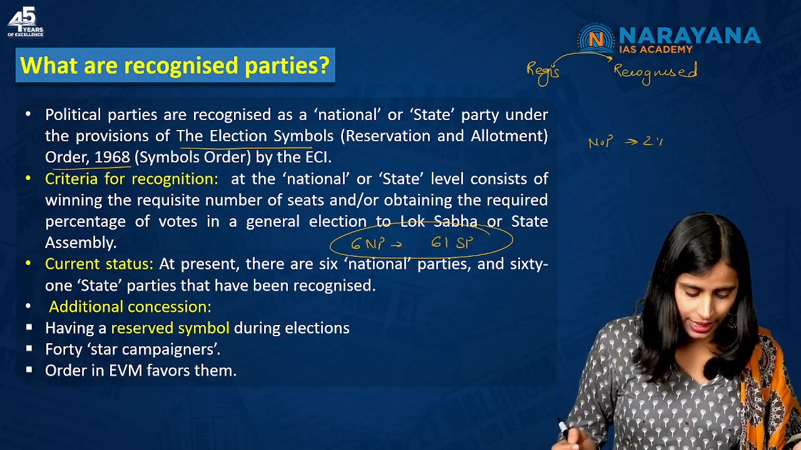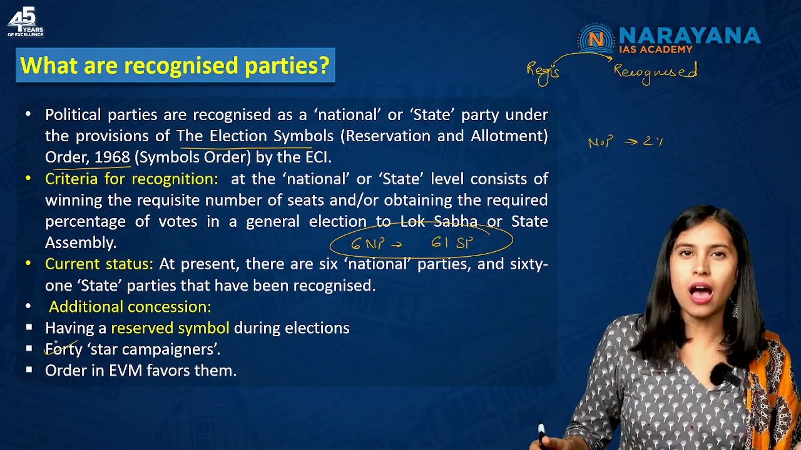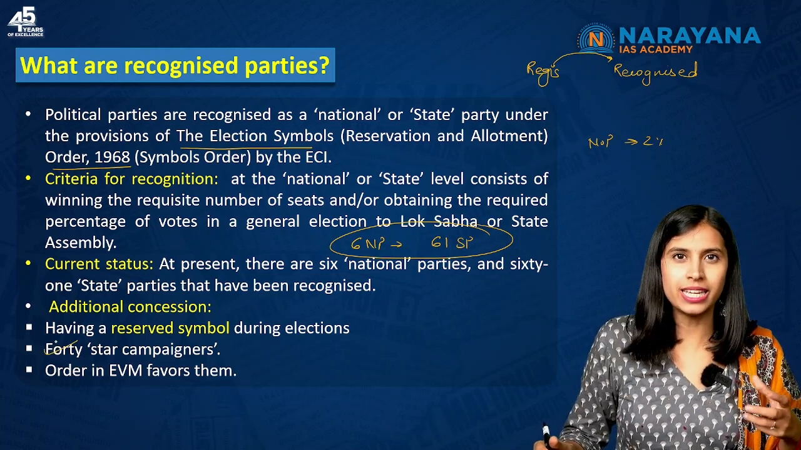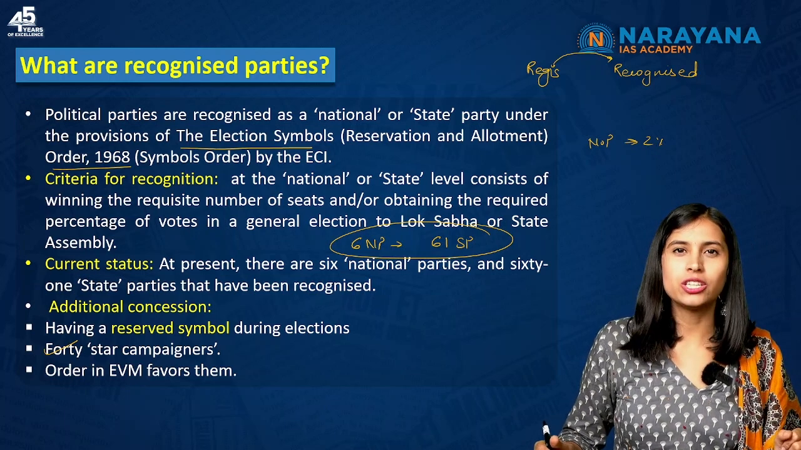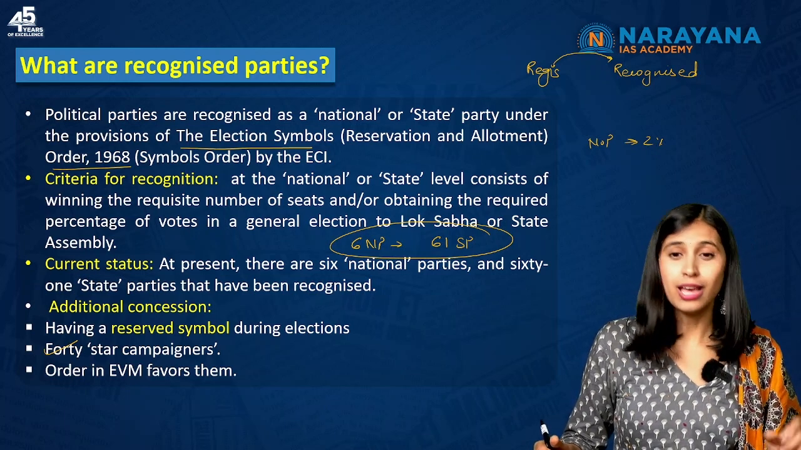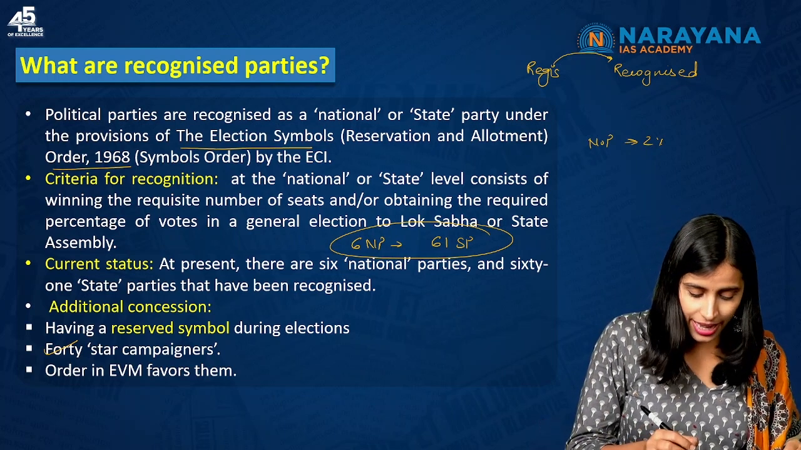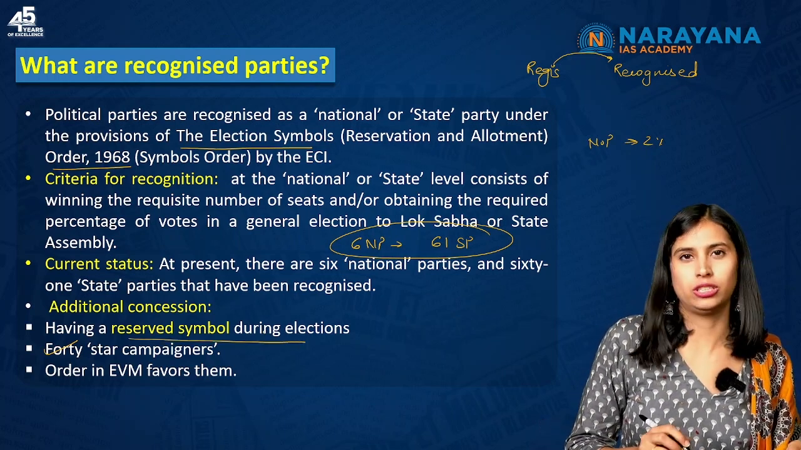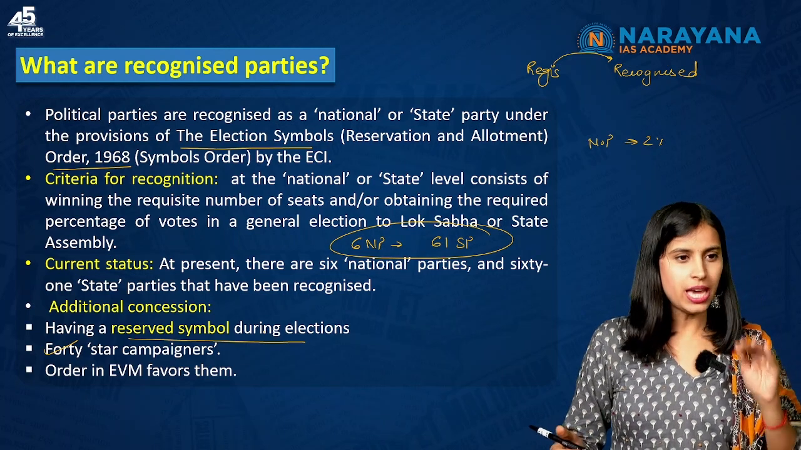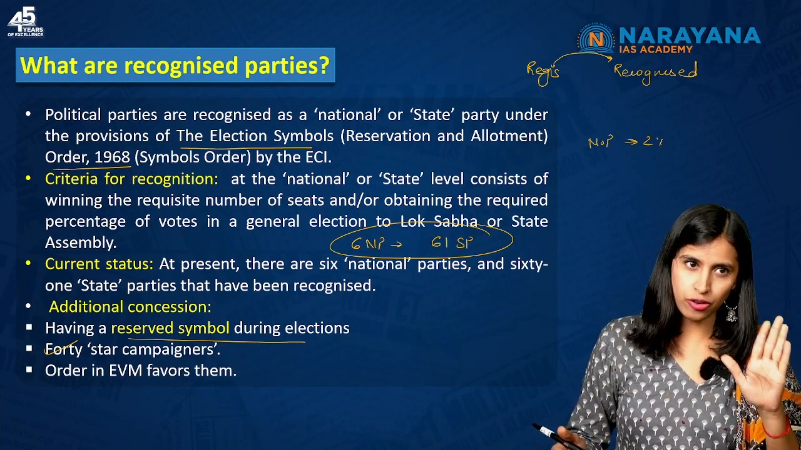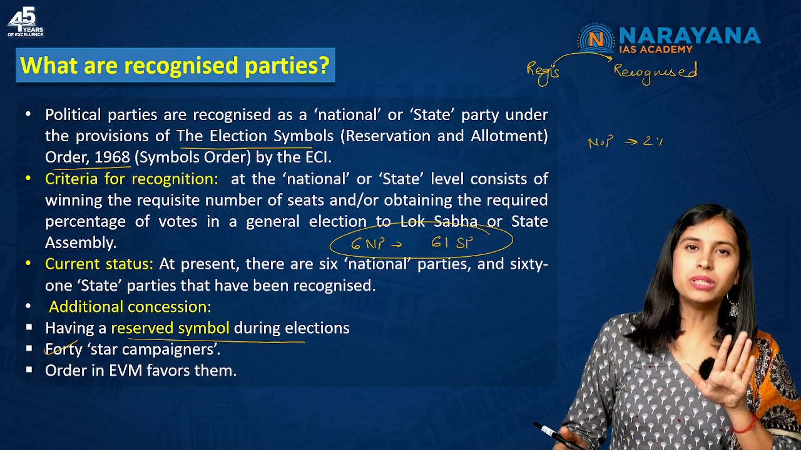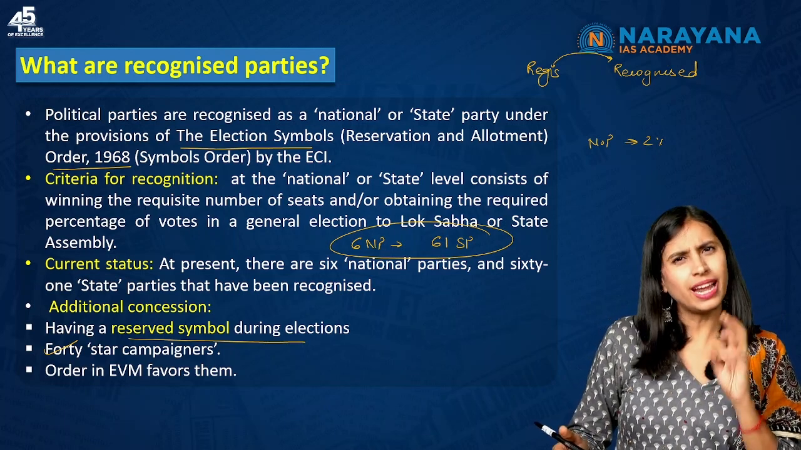Number one is that they can file 40-star campaigners. That means they have more capacity to breach the election expenditure limit that is given by the Election Commission of India. So they can file 40-star campaigners. Second is they have a reserved symbol during election. Like per se, BJP has lotus as a symbol that is reserved for them. Congress has hand as a symbol that is reserved for them. So the election symbol is reserved.